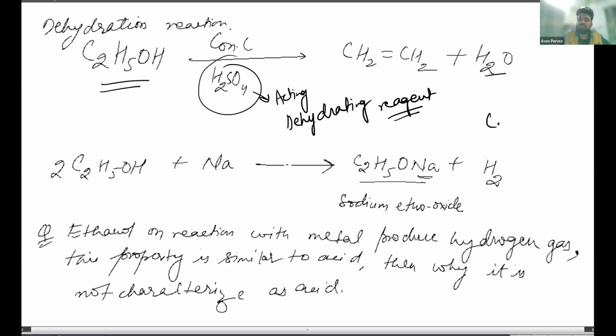So ethanol has C2H5OH. If you remove water from it, let one hydrogen be removed, you will get C2H4 and then OH. So one hydrogen from this and the OH will give you water. You understood? Understood?